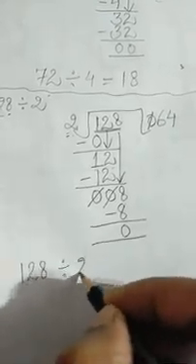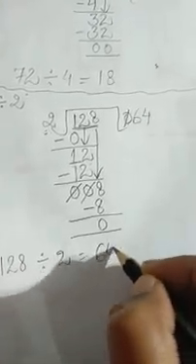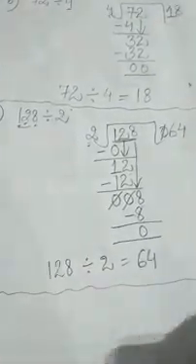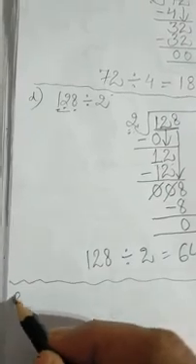128 divided by 2, we will get 64. Yes friends, like this we will do the sums. Now I will tell you E part.